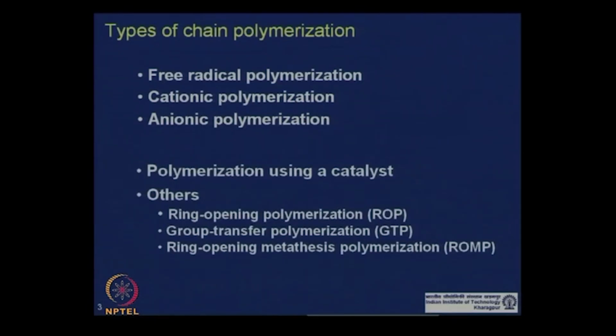Chain polymerization could be of other types as well. For example, polymerization using other types of catalyst like Ziegler-Natta catalyst, and also different other types which are not the major class of chain polymerization, but they also are part of the group of chain polymerization. For example, ring opening polymerization, group transfer polymerization, and so on. We will talk about these polymerizations briefly in later lectures.